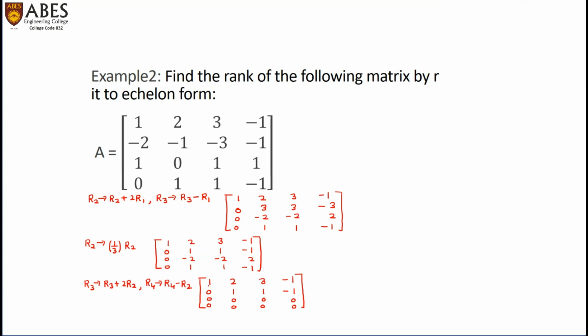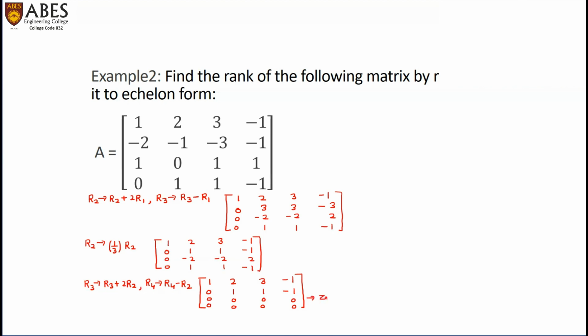The first non-zero element in the first row is 1. In the second row, the first non-zero element is 1. So the first condition of the echelon form is satisfied. In the second row, we have one zero. In the third row, we have four zeros, and in the fourth row, again, we have four zeros. So the zeros are in monotonically increasing order.